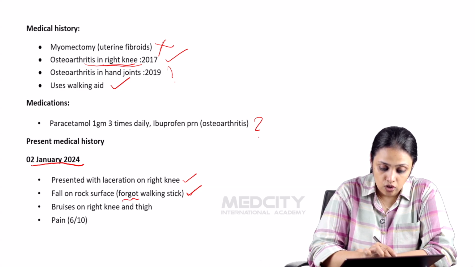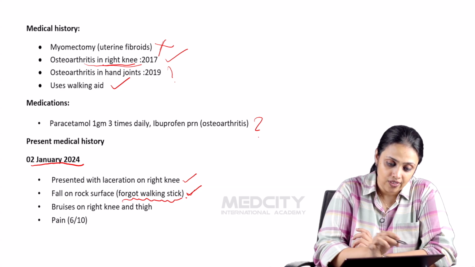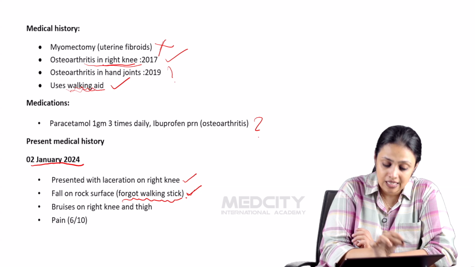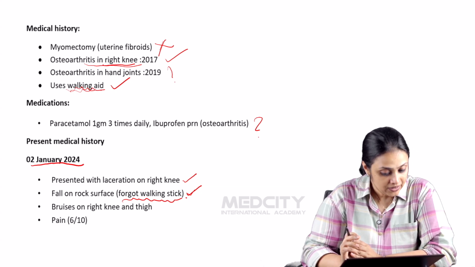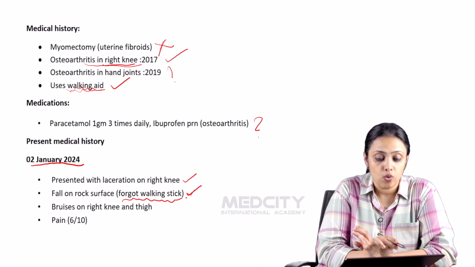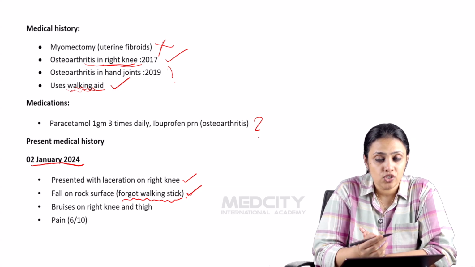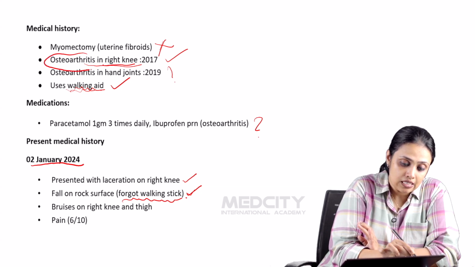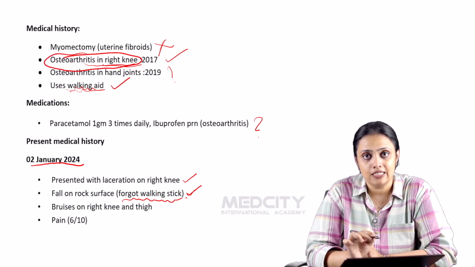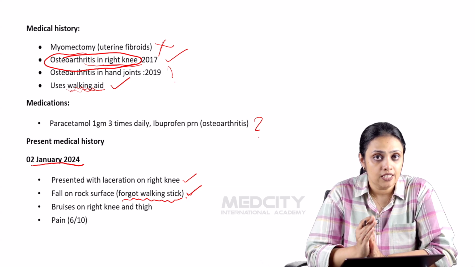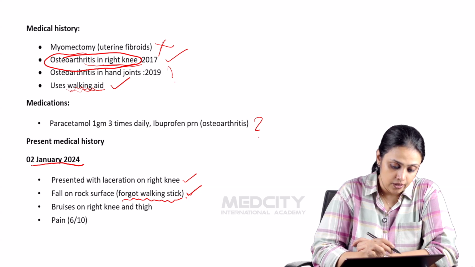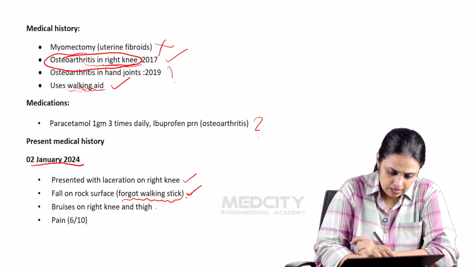Here it is mentioned, forgot walking stick. So this walking stick plays a crucial role in the story, and therefore uses walking aid, given in the medical history also, should come in the letter. And why is this patient using a walking aid? Because the patient is 71 years old and has osteoarthritis in the right knee. So again, that information is relevant to the reader. Now bruises on right knee and thigh, okay, we may consider that.